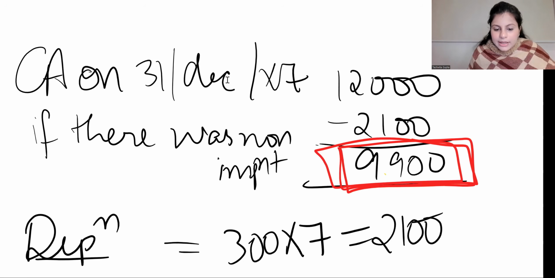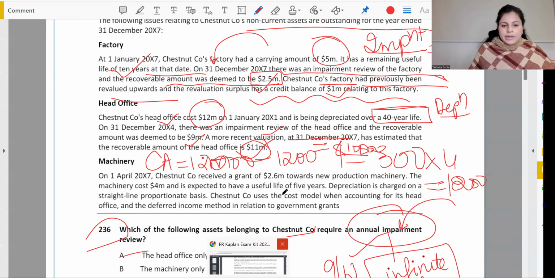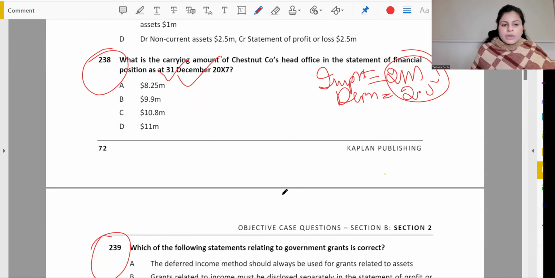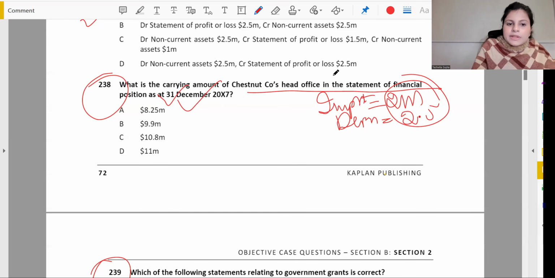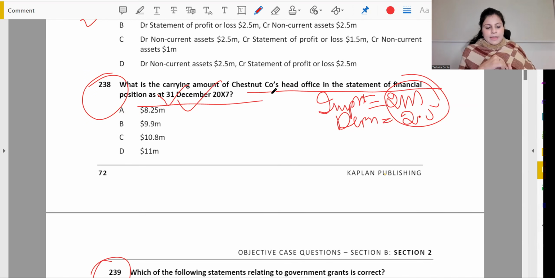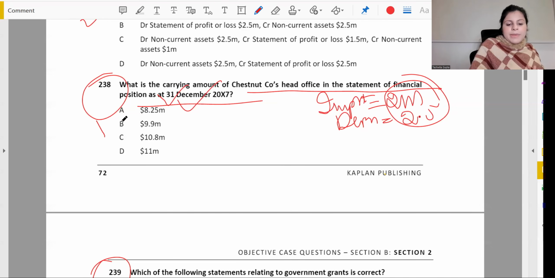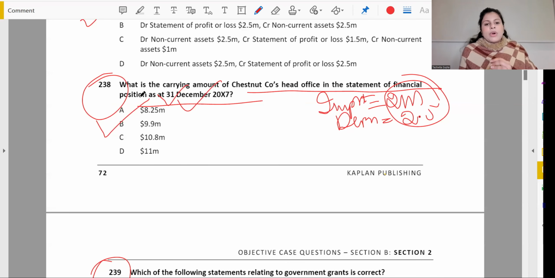So I can only reverse my impairment up to the extent of 9,900. So what should I do? What is the carrying amount of the head office in the statement of financial position? You can only reverse it up to the extent of 9,900. So the answer is, can you see 9,900 here? Option B. So my answer is option B.